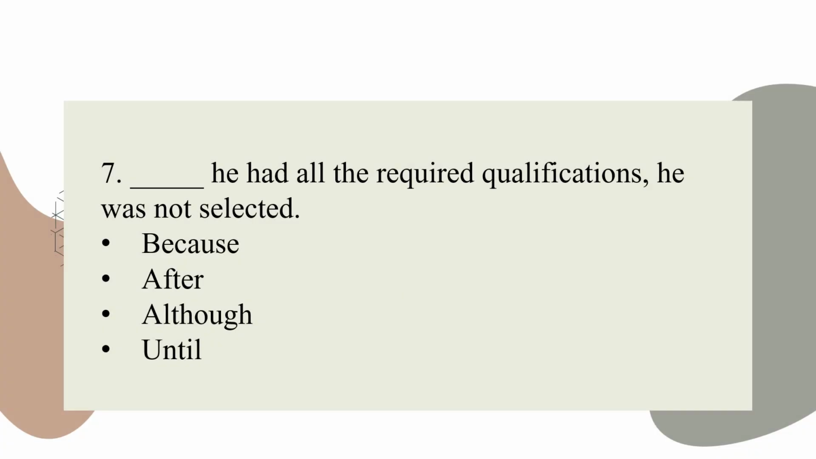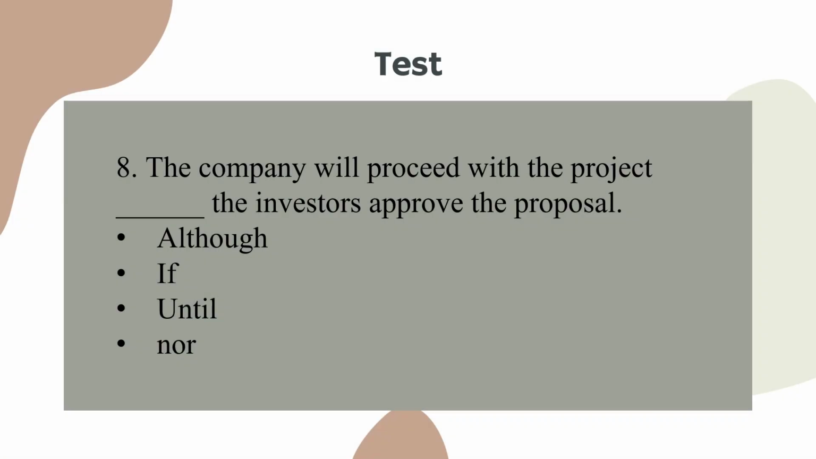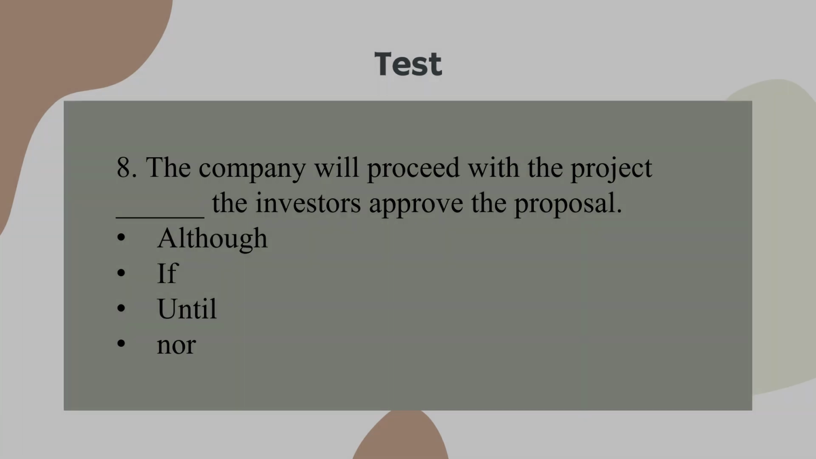Number 7. Dash he had all the required qualifications, he was not selected. Options given: because, after, although, until. The correct option would be although. Although he had all the required qualifications, he was not selected. Number 8. The company will proceed with the project dash the investors approve the proposal. The correct option would be if. The company will proceed with the project if the investors approve the proposal.